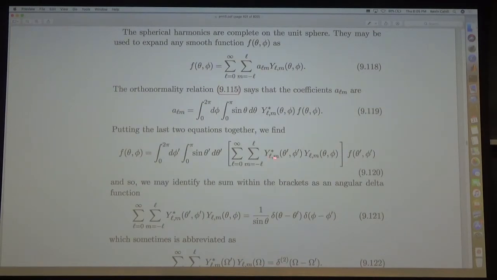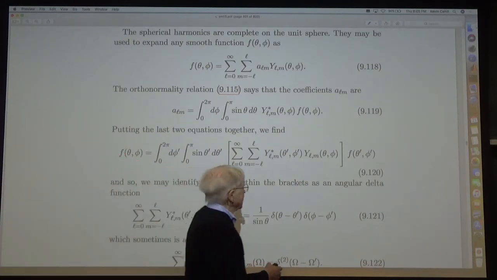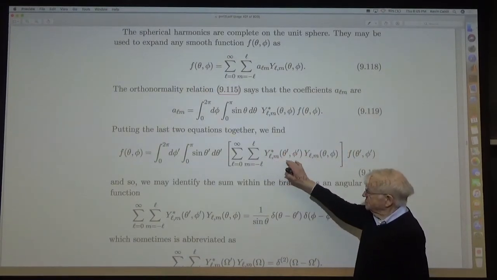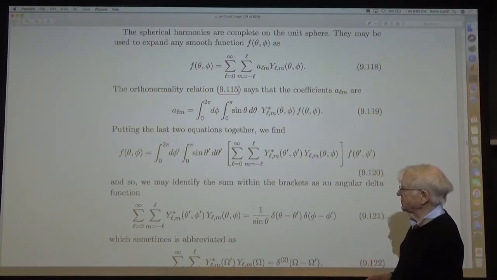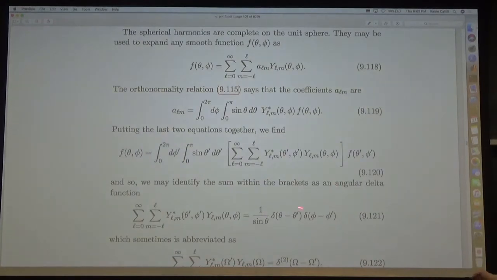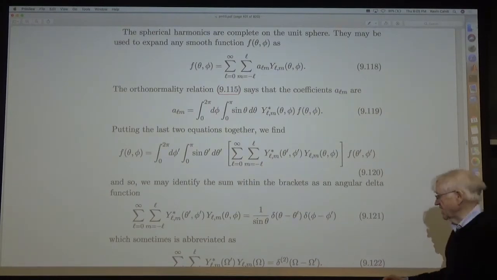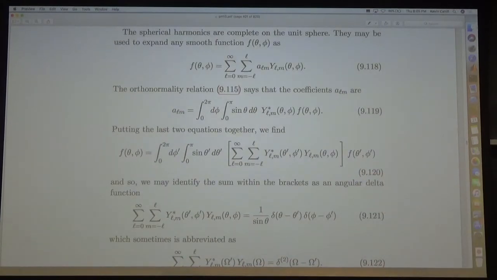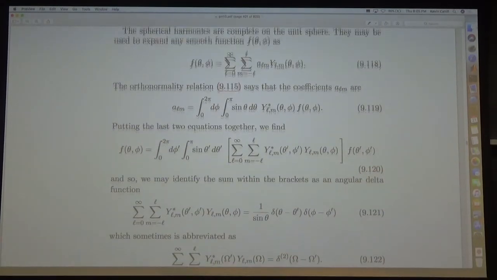And so now what we have is f of theta and phi is f of theta prime phi prime when integrated with respect to this square bracket over the unit sphere. Well, that means that the square bracket is an angular delta function, and it's an angular delta function that cancels this factor of sine theta. And some people abbreviate it as delta 2 of omega minus omega prime, and many people just omit the 2 and the superscript 2.